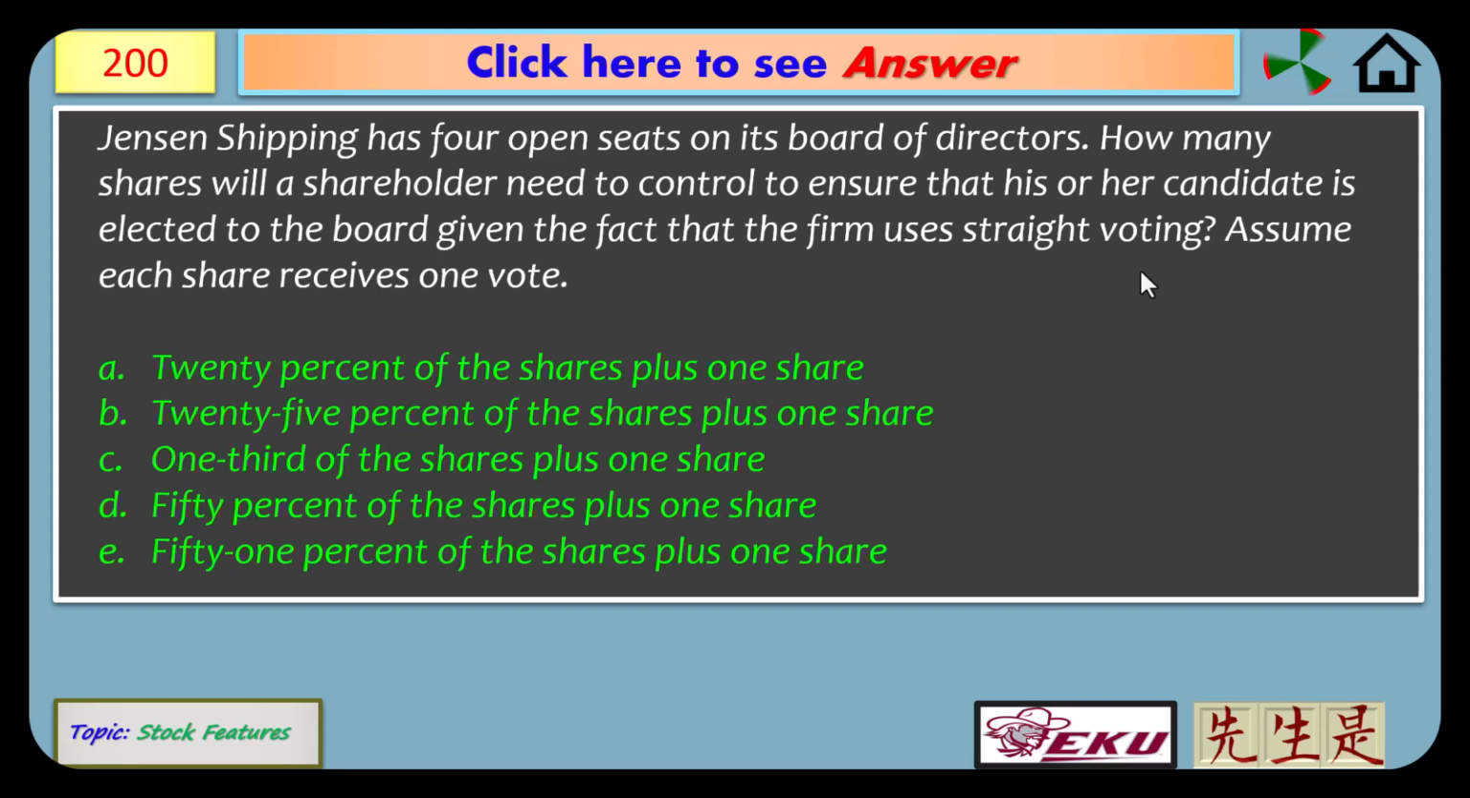You're thinking about cumulative voting, but this is straight voting. In straight voting, it doesn't matter how many seats are available. You always need the majority. So you need 50% of the shares plus one. All right? Always pay attention to what the question says. If you do not read the question, you are likely to give the wrong answer.